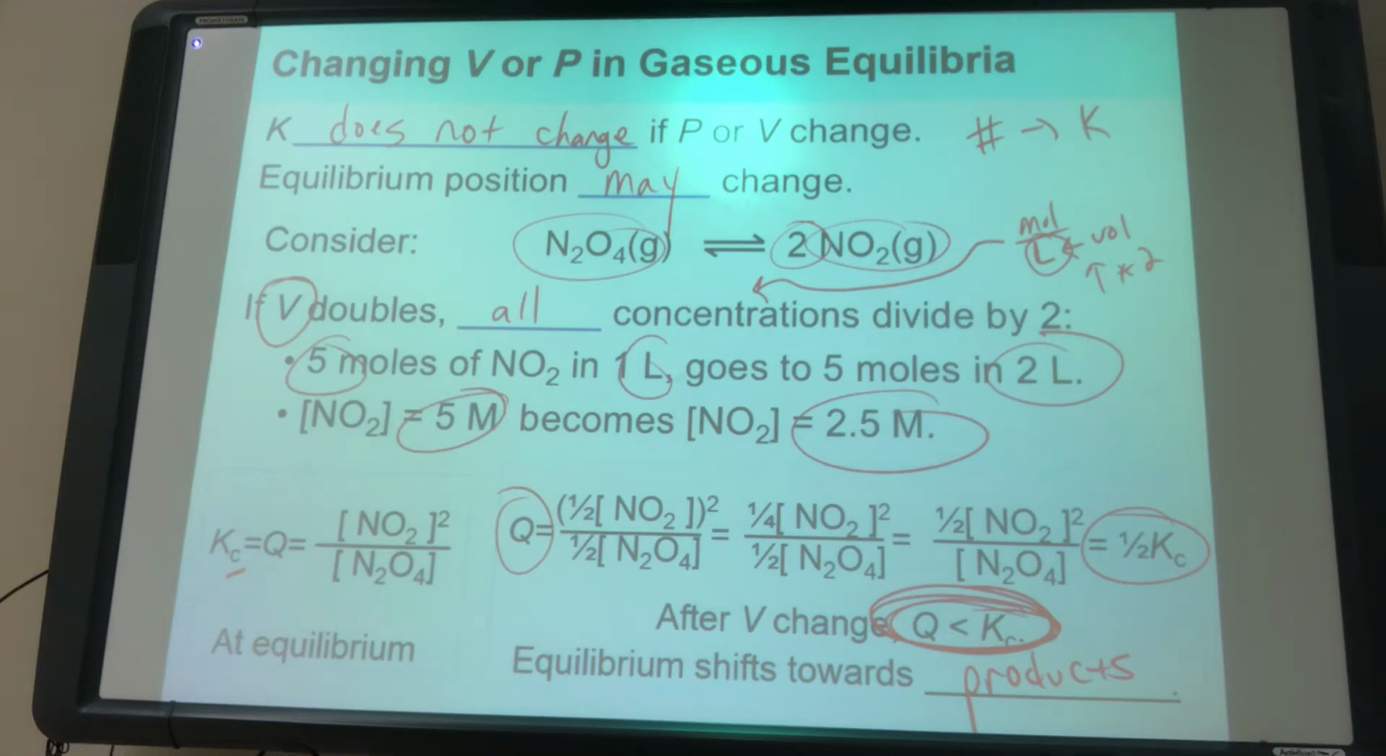All right, now in this case, it's going to go towards products. This isn't like it always goes towards products. It's for this specific reaction. It's going to go towards products. So let's talk about how we generalize that.